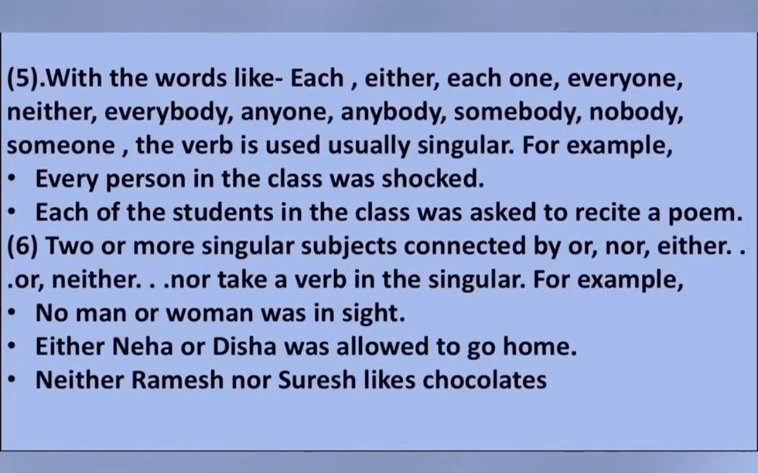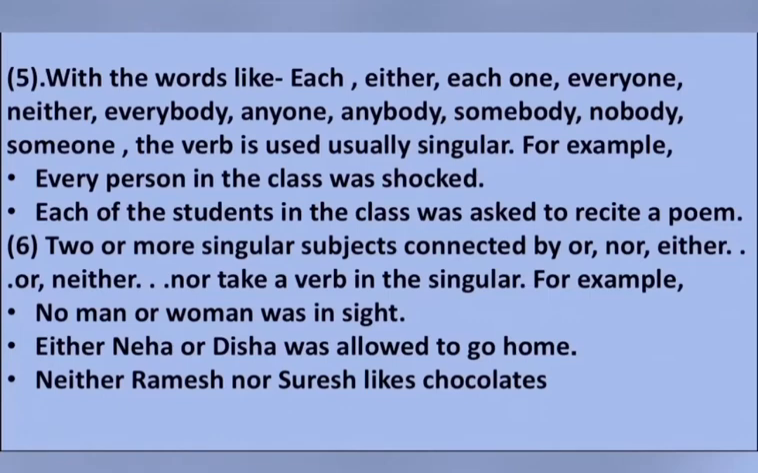Rule number 5. With words like each, either, each one, everyone, neither, everybody, anyone, anybody, somebody, nobody, someone, the verb is usually singular. For example, every person in the class was shocked. Each of the students in the class was asked to recite a poem.